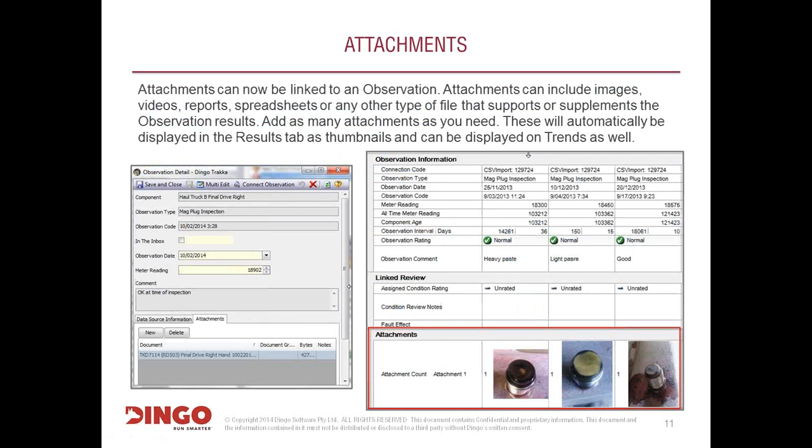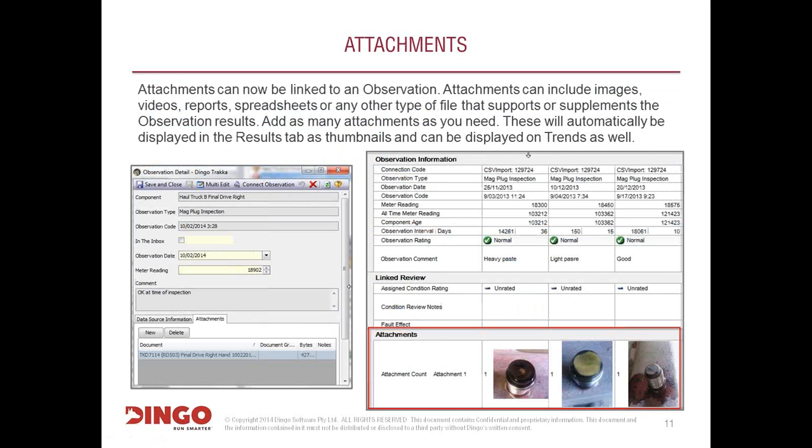Attachments is another new concept in Trakka 4.0, so you can now actually link attachments to an observation, either when they're being imported originally or after they've already come into Trakka. And these can be any kind of file you want really, so images, videos, reports, spreadsheets, any other type of file that supports or supplements the observation data itself.